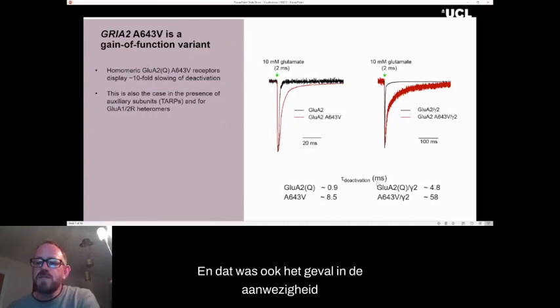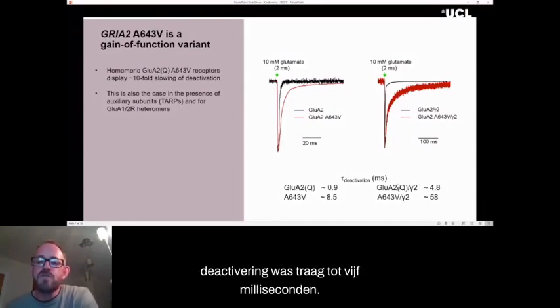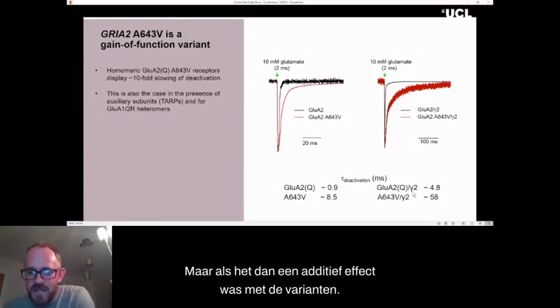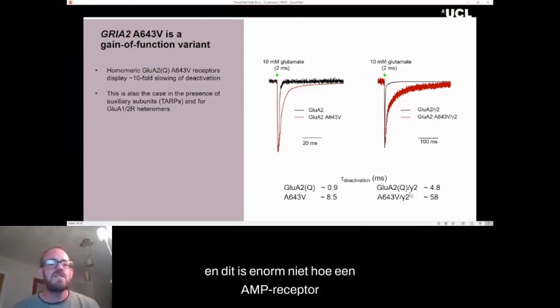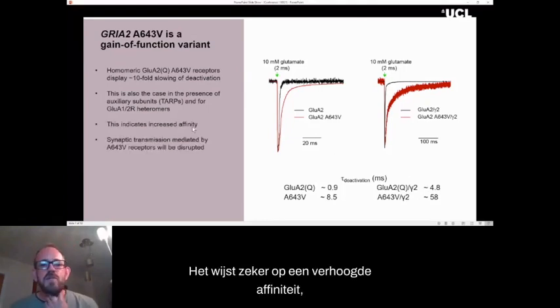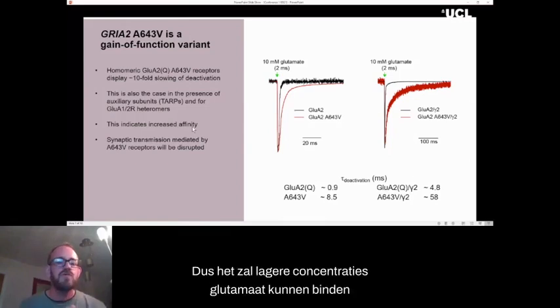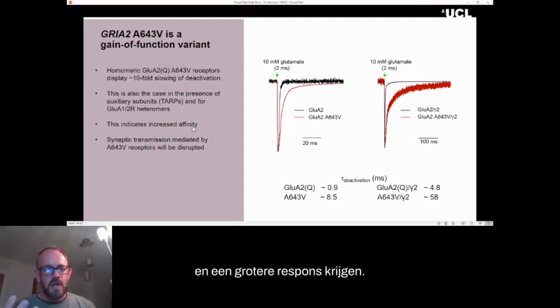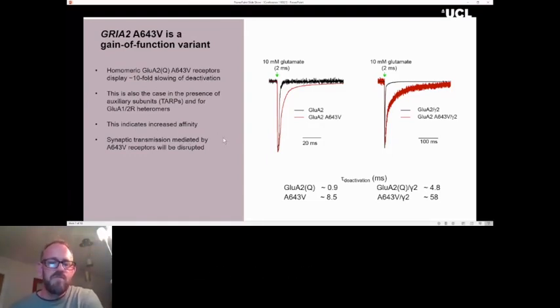That was equally the case in the presence of the important auxiliary subunits called the TARPs, where the deactivation was slowed to 5 milliseconds, but then it was an additive effect with the variant, giving a deactivation time constant of 60 milliseconds. And this is enormously not how an AMPA receptor should behave. It certainly is likely to indicate an increased affinity. It binds glutamate longer, so it will be able to bind lower concentrations of glutamate and give a larger response. And this is likely to completely interfere with normal synaptic transmission.